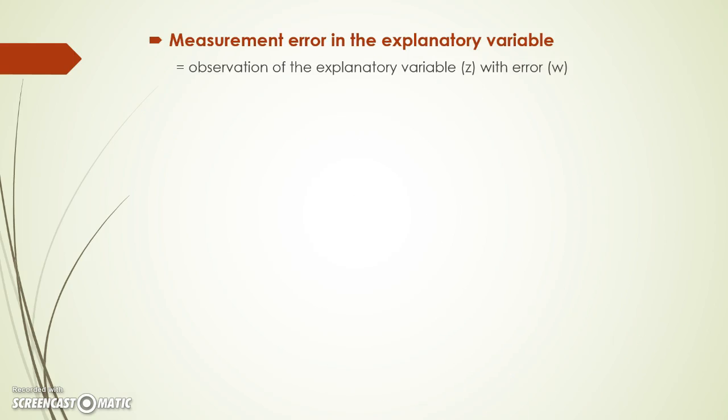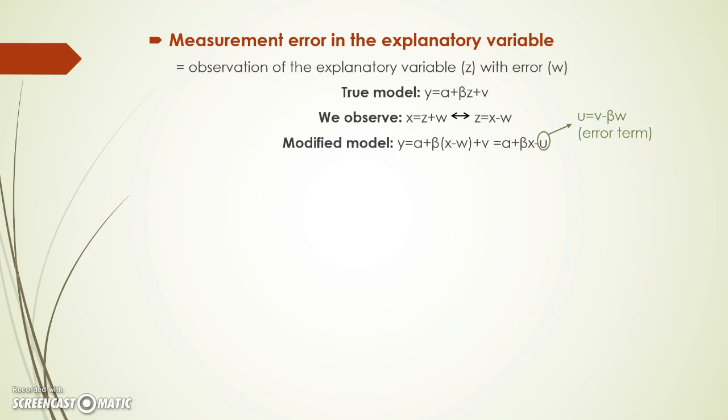The second cause implies that the original explanatory variable cannot be observed without error. Assuming that we have to estimate the following model, but that in reality we cannot observe z alone because a measurement error is associated with it. We can only observe x. Under this condition, x will become the observed explanatory variable in the regression model.